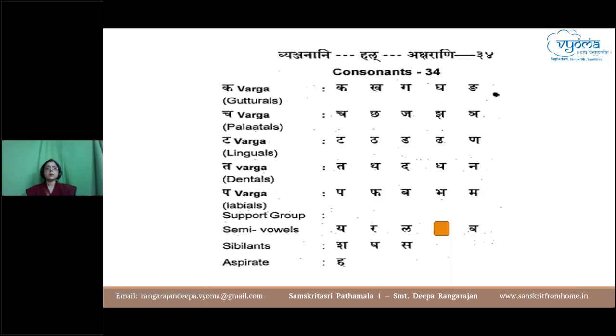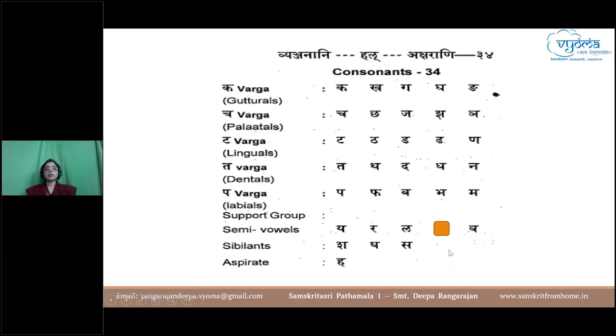Two other things we saw was how the consonants are divided into the hard consonants and the soft consonants. The first two letters of each of the 5 vargas and the sha, sha, and sa are hard consonants. The remaining consonants are soft consonants.